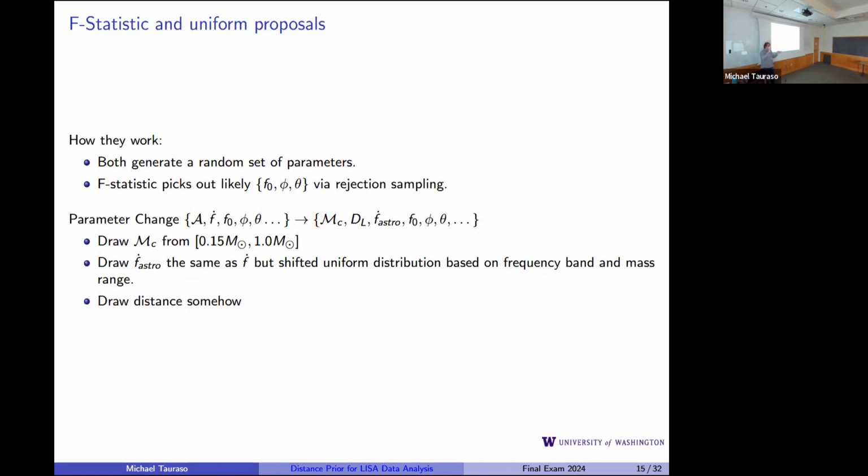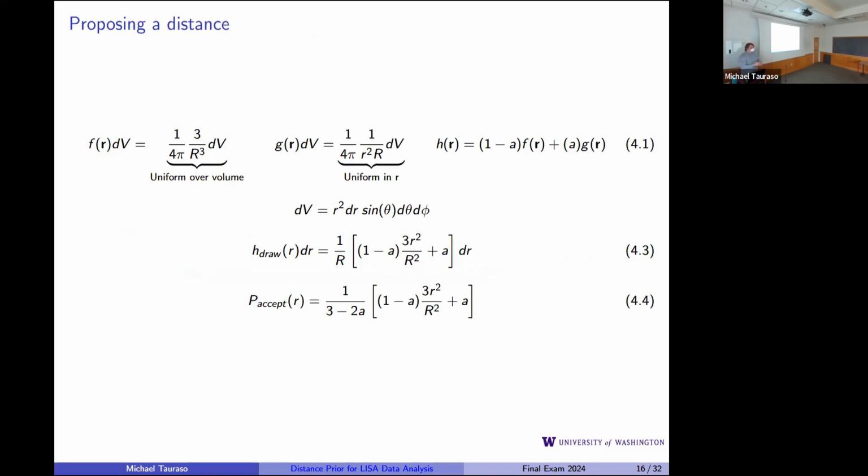So we're picking something that's still physically reasonable values for F dot astro. The distance draw is a little bit more complicated. And distance is complicated because we're working in spherical coordinates, and there's more volume further away, it turns out. So we have sort of two ways we could draw the distance coordinate, the distance from Earth.